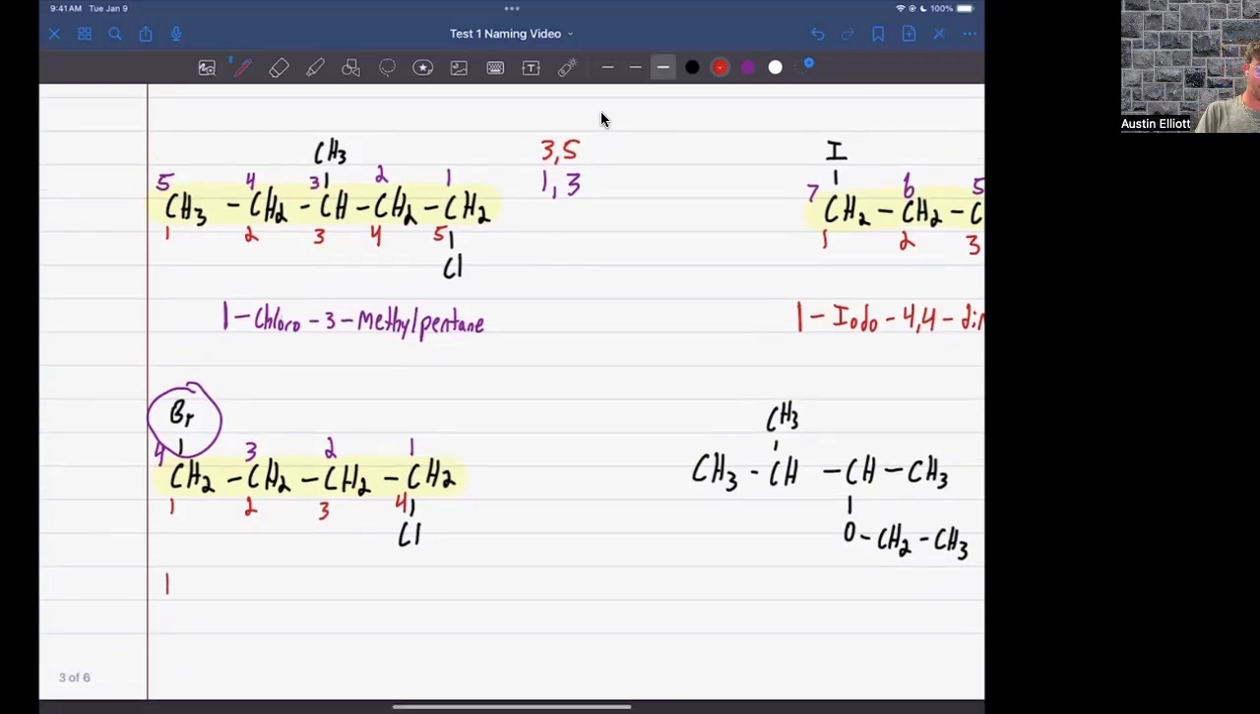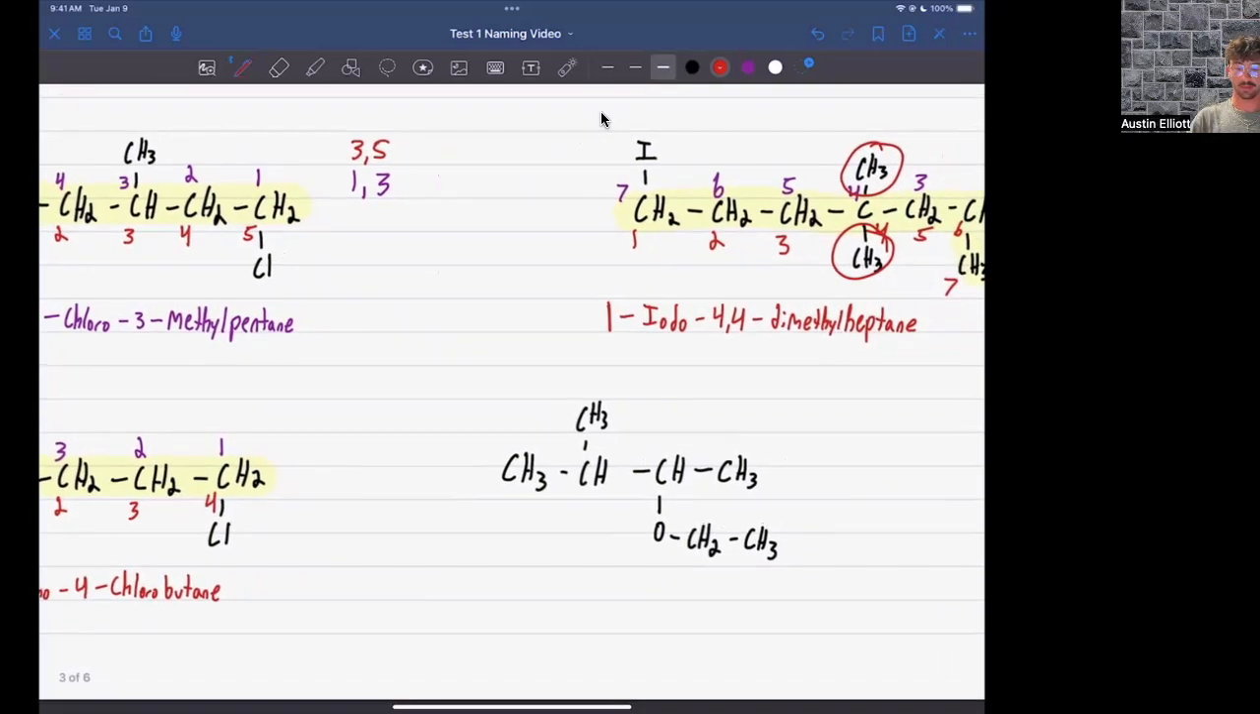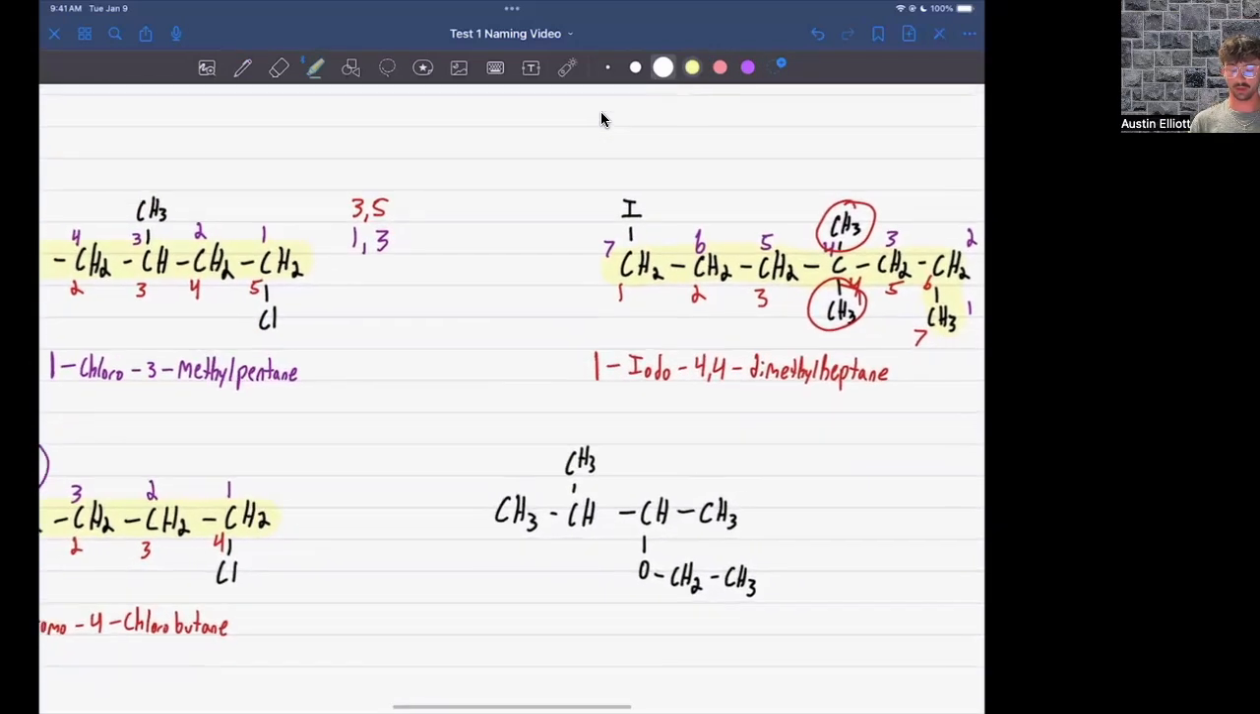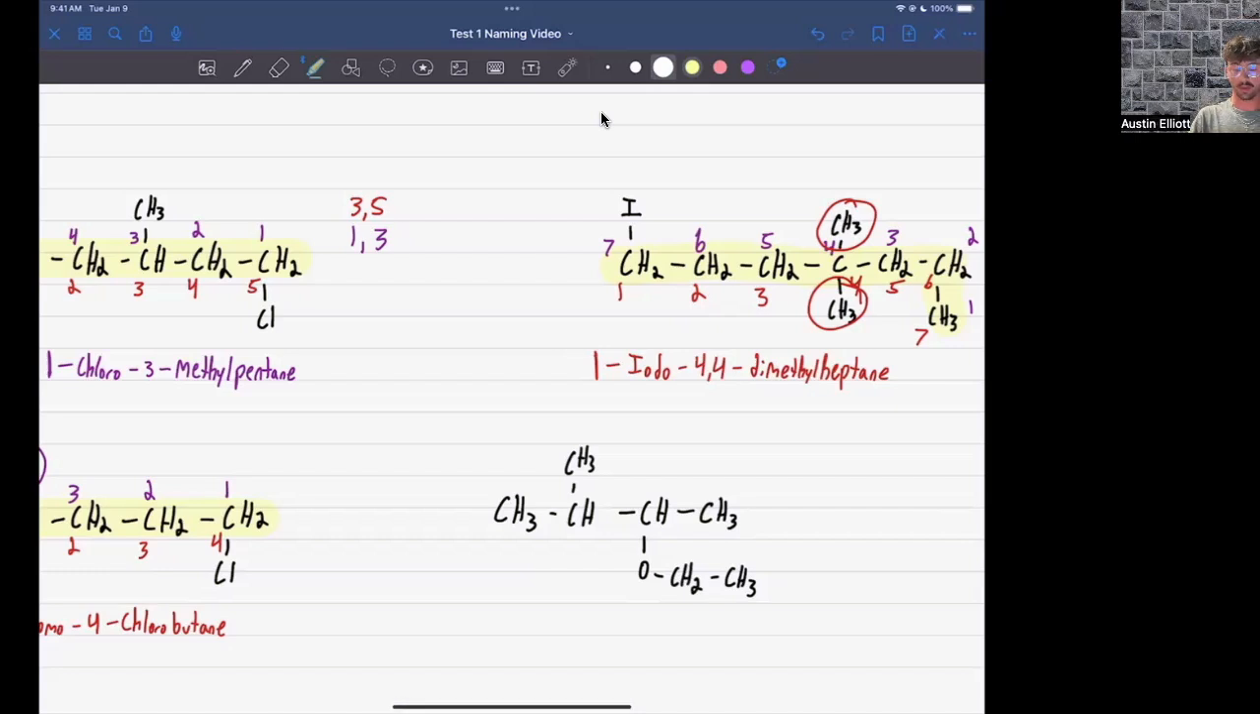So we're going to have 1-bromo, and we're going to have 4-chloro. And since we have a 4 carbon chain, we'll use the prefix but-, and we'll have butane. All right. Now moving on to our last practice problem for these type of molecules. We're going to once again highlight.